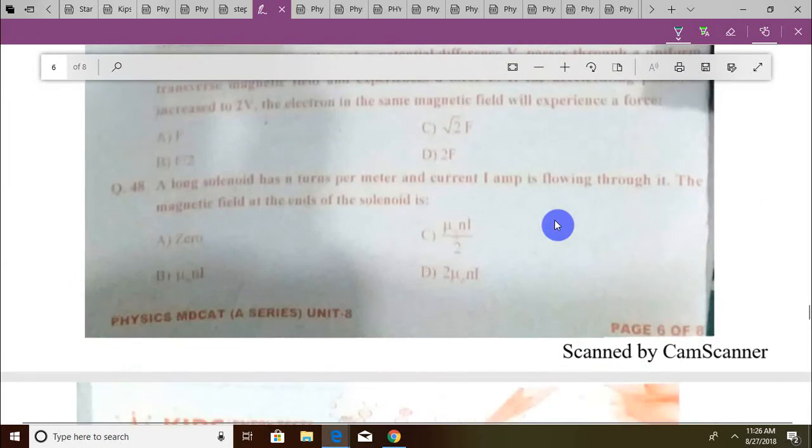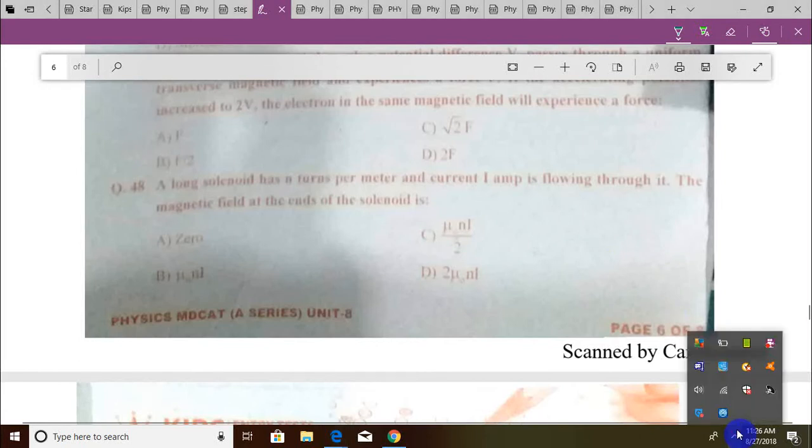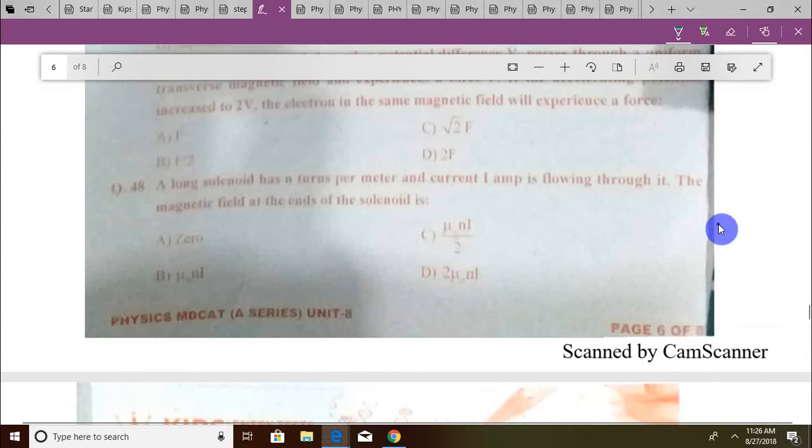We have a long solenoid and it has n turns per meter. They weren't actually given us any value. And a current of 1 ampere is flowing through it. So what is the magnetic field at the ends of the solenoid?